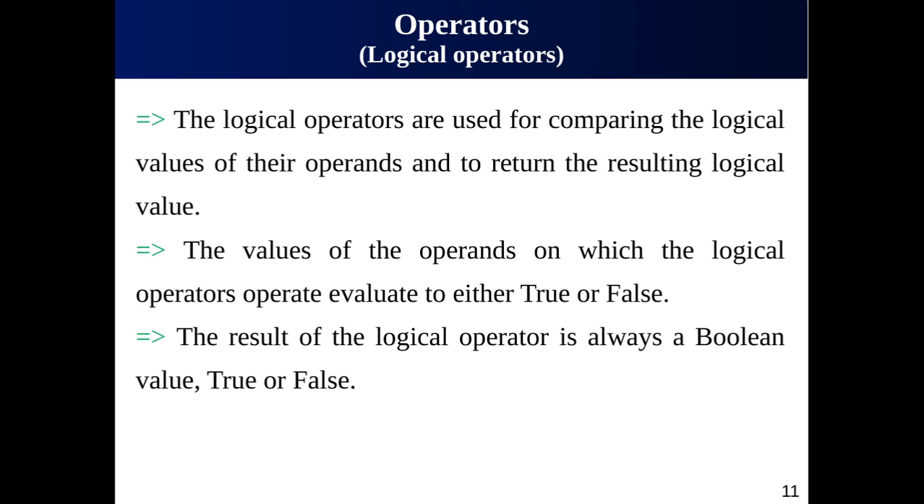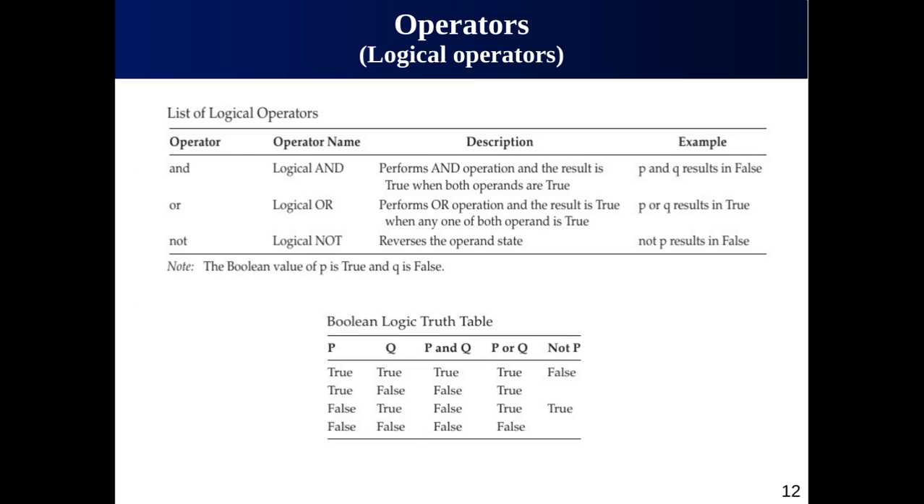Another category of operators is known as logical operators. Logical operators are used for comparing the logical values of their operands, and they return a logical value, and logical values are true or false, or Boolean values, or 1 or 0, you can say. So the result of a logical operator is always a Boolean value that is either true or false. Let us see some examples and tables of the logical operators. In Python we have three logical operators, and they are logical AND, logical OR, and logical NOT. AND is represented by small and, OR is represented by small or, and NOT is represented by small not.